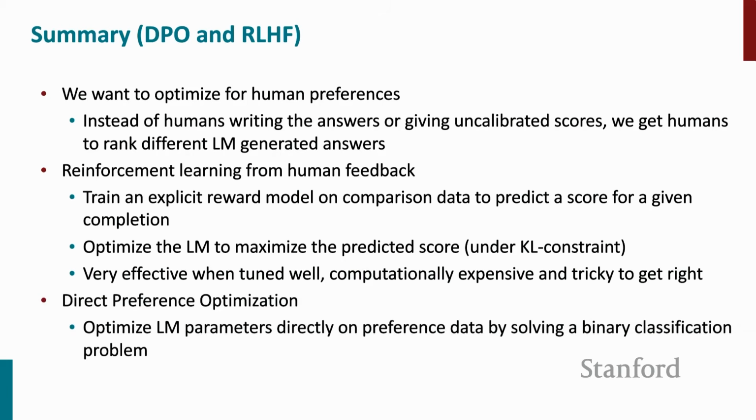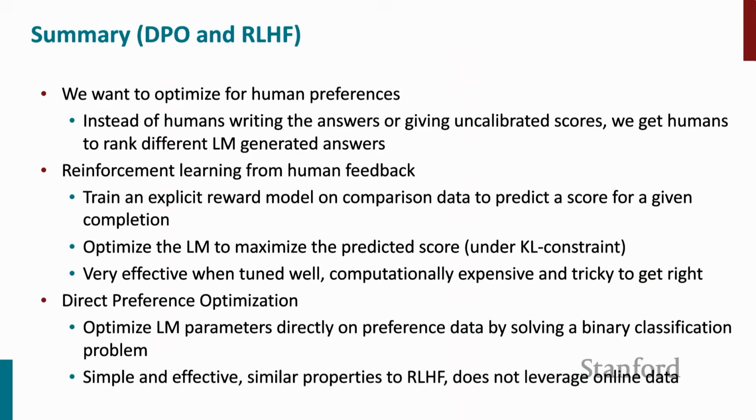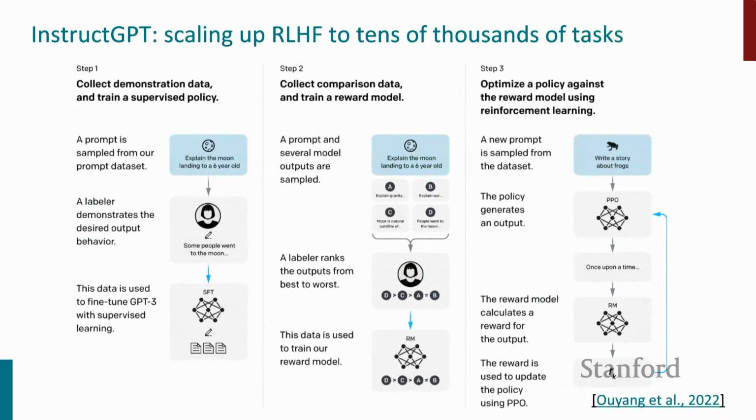And in direct preference optimization, we can completely skip the sampling part and optimize directly on the preference data by posing it as a binary classification problem. Cool. And it's very simple and effective and does not require an online step. So where does this all lead us?